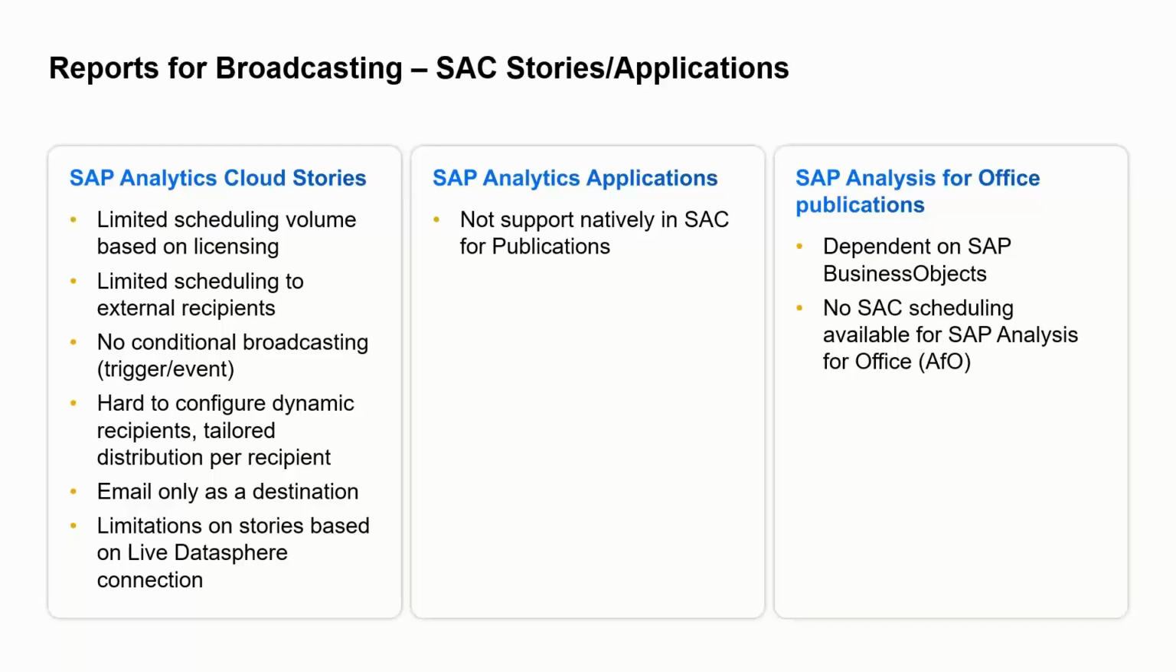It's also hard to configure dynamic recipients. So picking up recipients from other areas other than SAP Analytics Cloud, or even tailoring that distribution per recipient. What we used to do at JP Morgan is we'd have a list of customers or counterparties, and we'd go through and dynamically filter through the BusinessObjects report to do that. And of course, we only have email as a destination. And there are limitations on DataSphere in terms of publications. Currently, we are working on closing that.